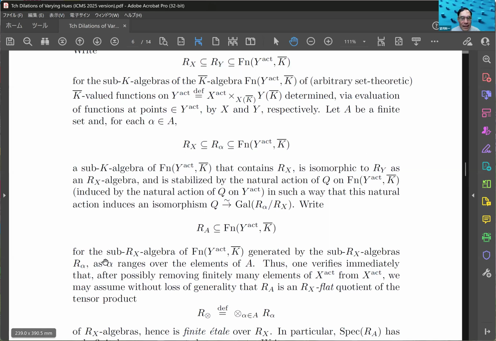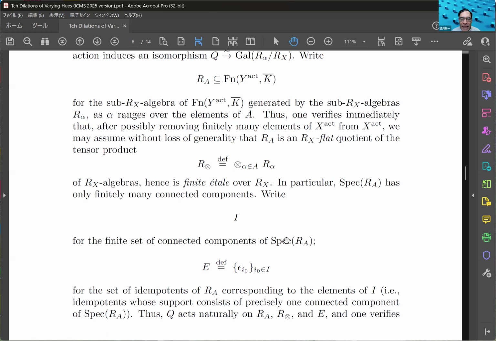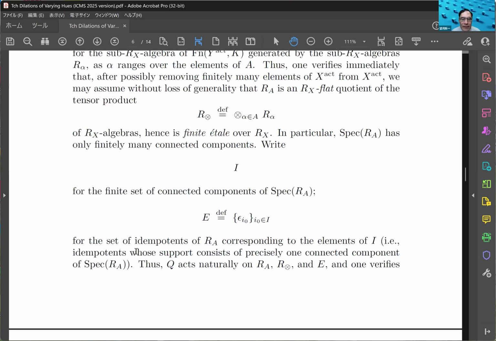Then we write R_A for the sub-R_X-algebra generated by these R_alphas. One verifies immediately that after possibly removing finitely many elements from X-act, from the set of active points of X, we may assume, by elementary commutative algebra, that R_A is an R_X-flat quotient of the tensor product of the R_alphas over R_X, and hence is finite étale over R_X. So in particular, Spec R_A has only finitely many connected components. We write I for this finite set of connected components of Spec R_A, and E for the set of idempotents of R_A corresponding to the elements of I. So there's a natural bijective correspondence between E and I.